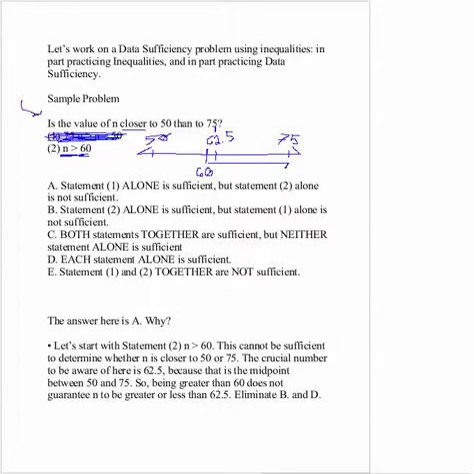Because n could be a number between 60 and 62.5, but it can also be a number between 62.5 and 75. So most of the time this would be true. It would be above 62.5, and then the answer would be yes. But it could fit in this donut hole here, and in that case it would be closer to 50 than to 75. And so it wouldn't be consistent.